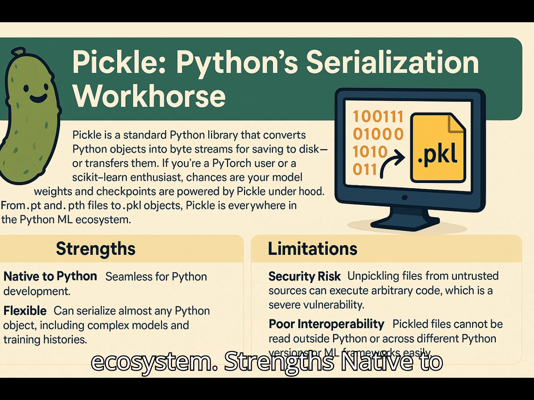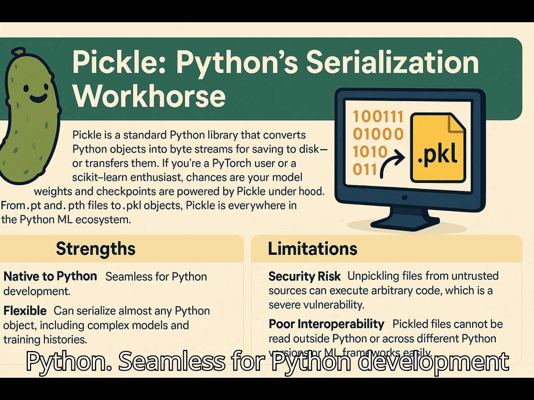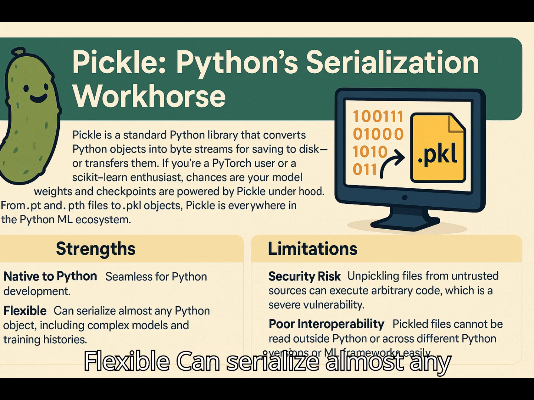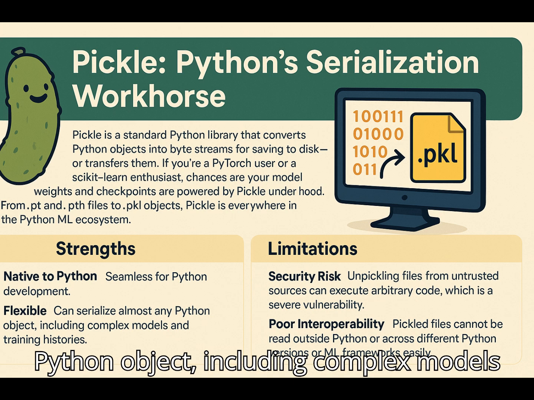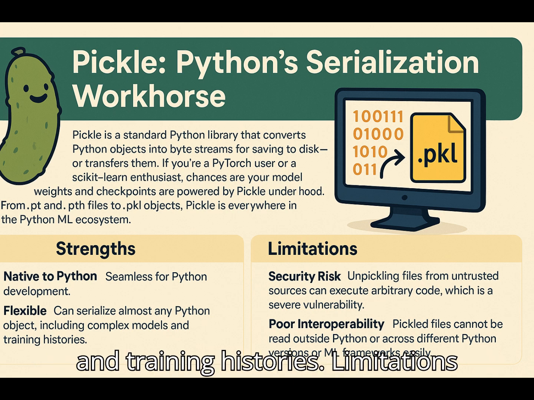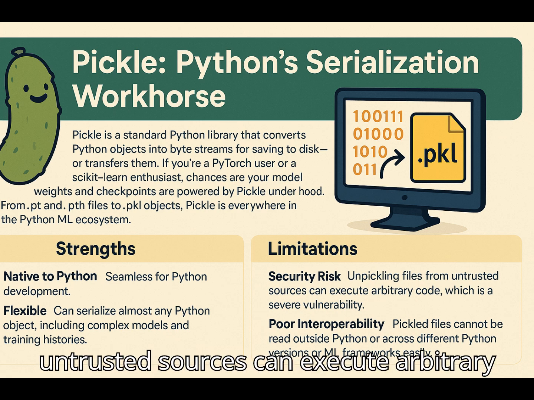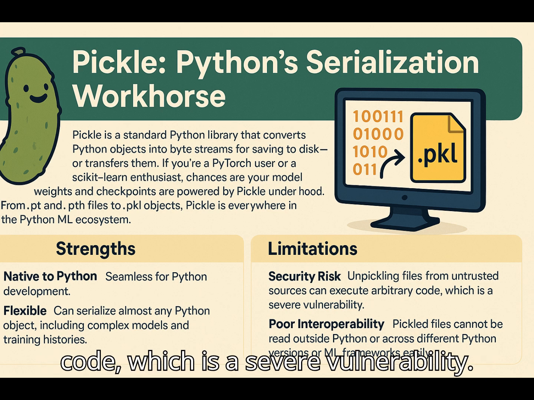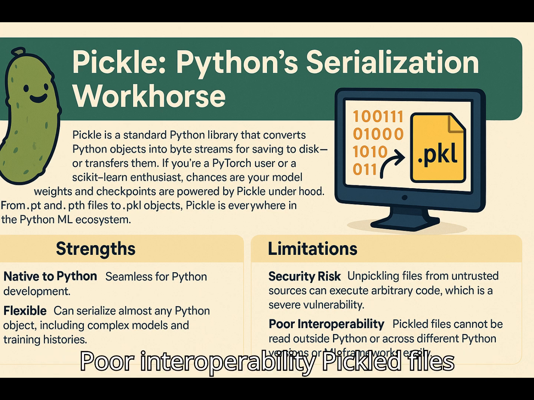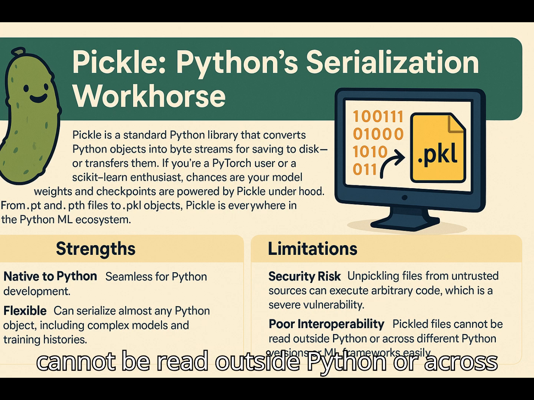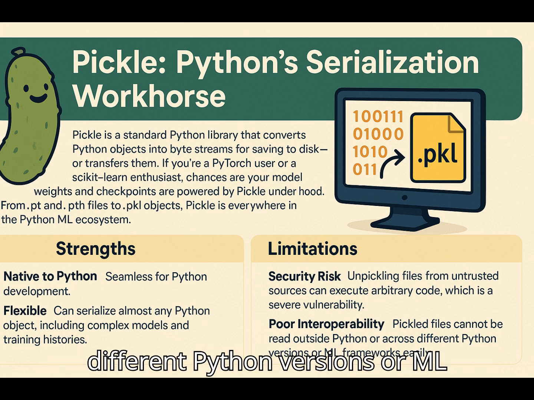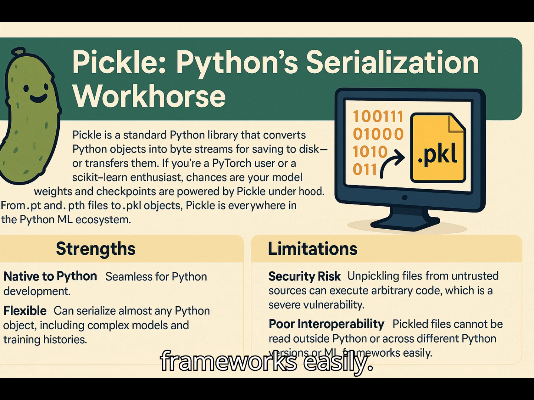Strengths: native to Python, seamless for Python development. Flexible, can serialize almost any Python object, including complex models and training histories. Limitations: security risk. Unpickling files from untrusted sources can execute arbitrary code, which is a severe vulnerability. Poor interoperability. Pickled files cannot be read outside Python or across different Python versions or ML frameworks easily.